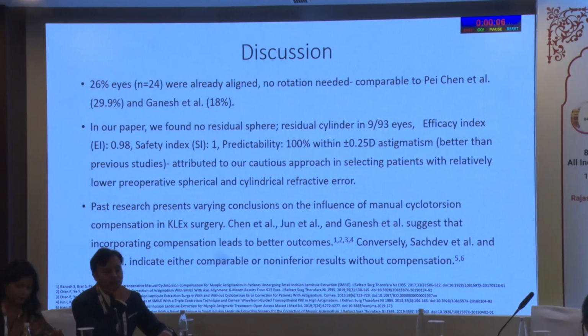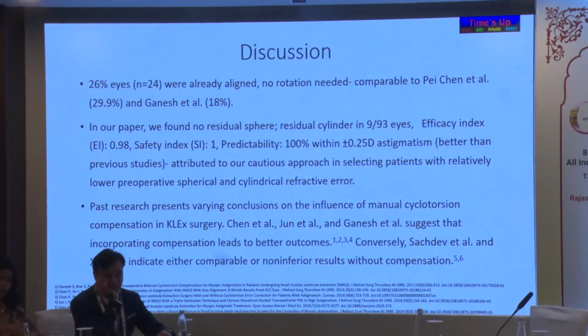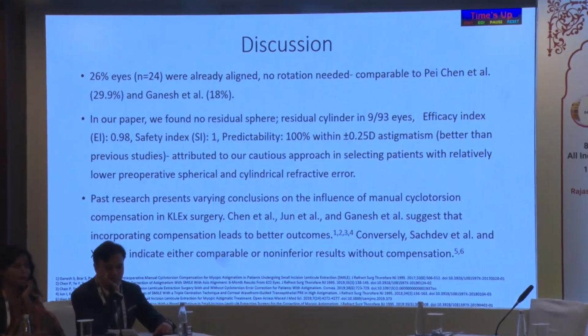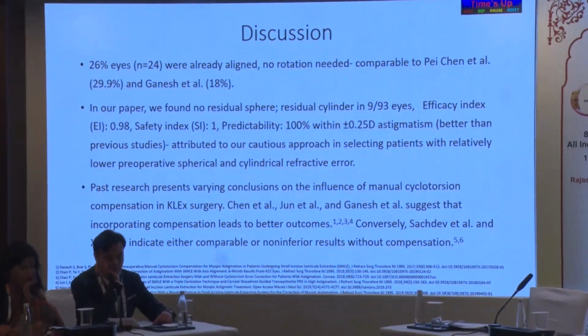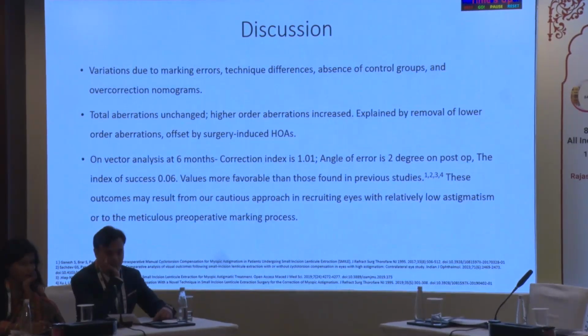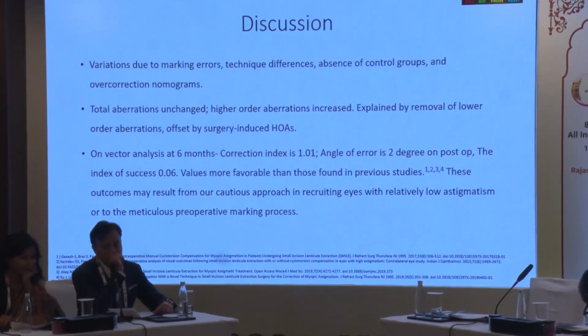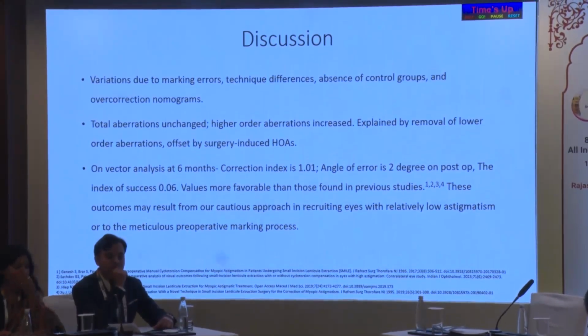In our paper, we found the predictability to be 100% within plus minus 0.25 diopter astigmatism, which was better than the previous studies, which can be attributed to our cautious approach again. The varying conclusions on the influence of manual cyclotorsion compensation in SMILE surgery in the previous studies can be attributed to variations in marking errors, technique differences, absence of control group, overcorrection nomograms. Though the total aberrations were unchanged, higher order aberrations increased, which can be explained by the removal of the lower order aberration by the correction of spherical error and offset by the surgery-induced higher order astigmatism.